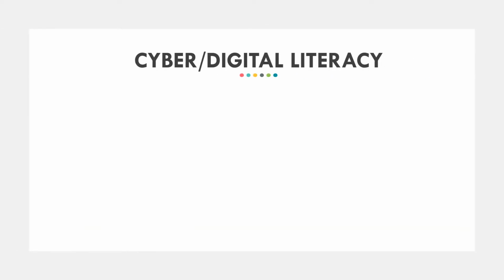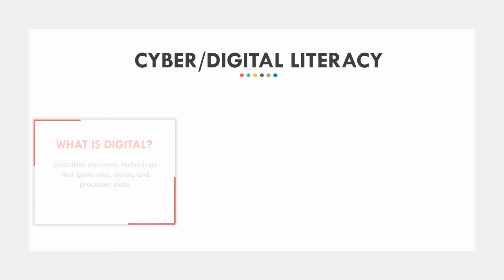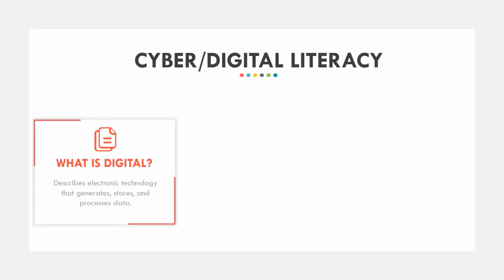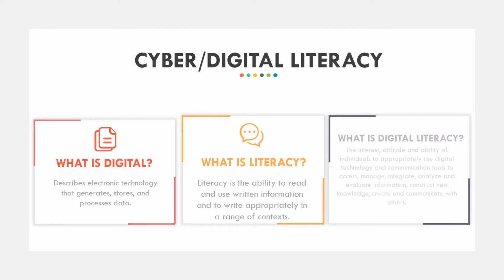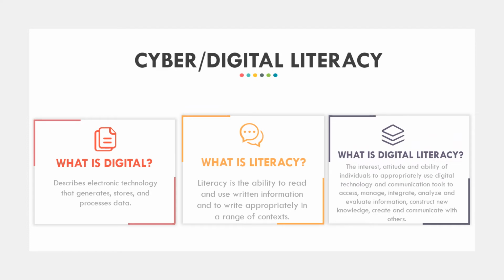What is cyber or digital literacy? Let's first define what digital is. Digital describes electronic technology that generates, stores, and processes data. Meanwhile, literacy is the ability to read and use written information and to write appropriately in a range of contexts. As suggested by the definition of the words, digital literacy refers to the interest, attitude, and ability of individuals to appropriately use digital technology and communication tools to access, manage, integrate, analyze, and evaluate information.